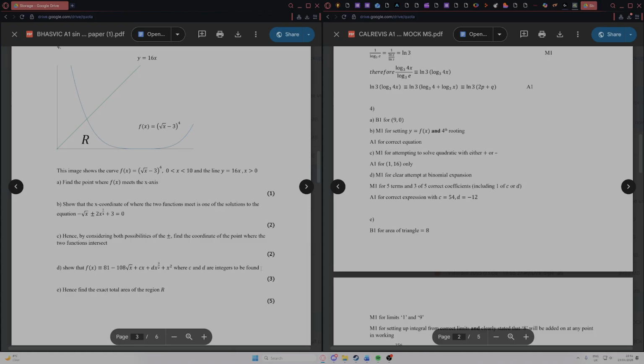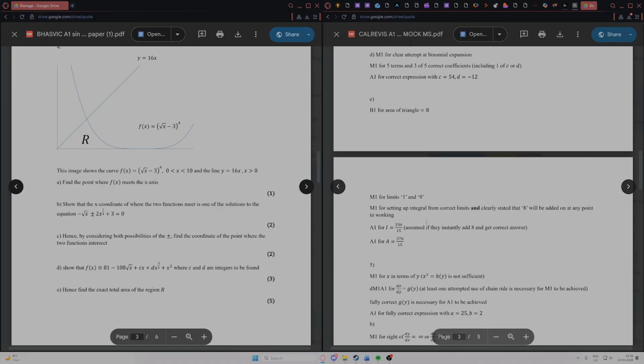Now part D, I had to include binomial expansion somewhere, so I decided to include it here. So you need to do a clear attempt at binomial expansion to get the M1. Five terms and 3 out of 5 correct coefficients, including one of C or D, for this other M1, and then the correct expansion. These are the values of C and D, and obviously the rest of the values are in the show that.